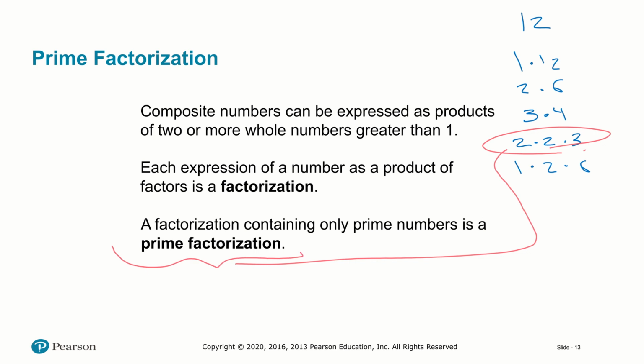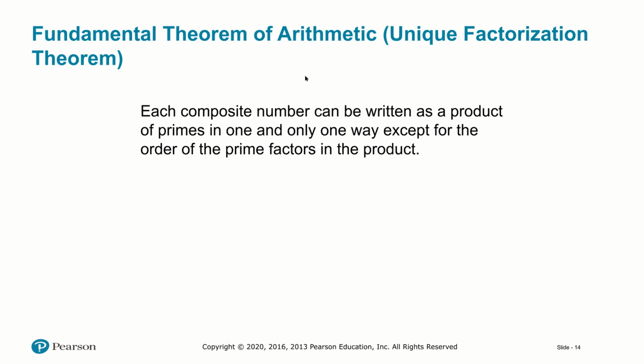Now, we're going to find a very nice system for finding prime factorizations of a number, and we'll actually discuss 2 methods, and I'll tell you which one I prefer. So we'll get to that soon. Now, one of the most important results in arithmetic is called the fundamental theorem of arithmetic, also known as the unique factorization theorem, which tells you every composite number can be written as a product of primes in one and only one way, except for the order of the prime factors in the product.